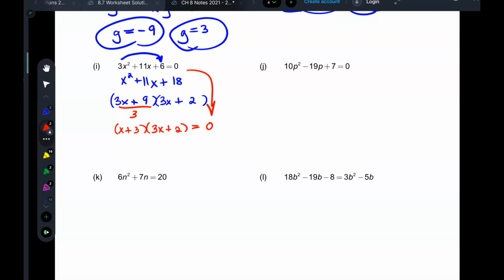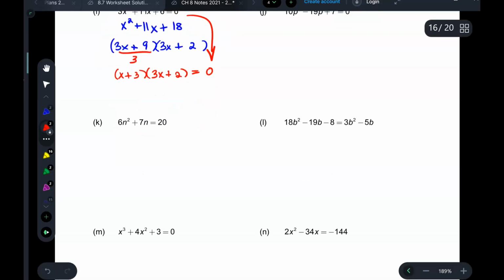What did you guys get for the two answers here? -3 and positive 2/3? Yeah, because you have to do 3x plus 2 equals 0, so subtract 2, right? So 3x equals -2, and then divide by 3, so -2/3.